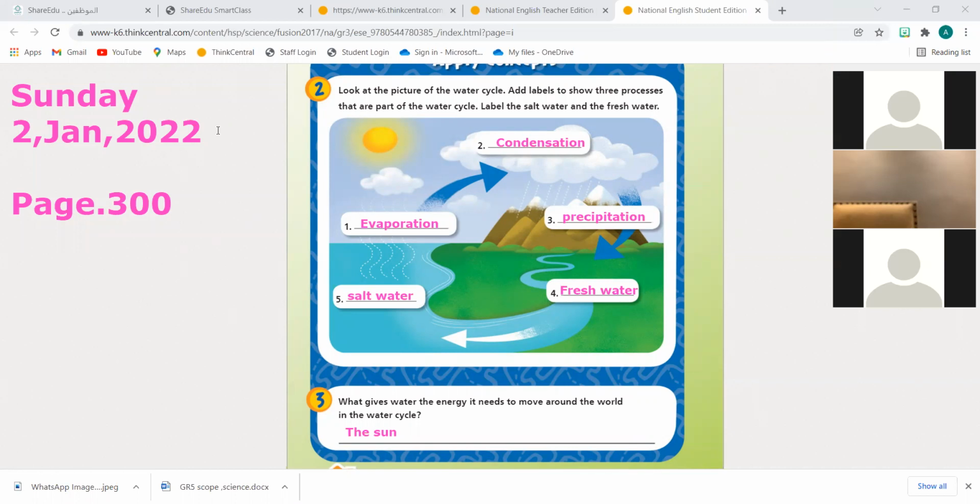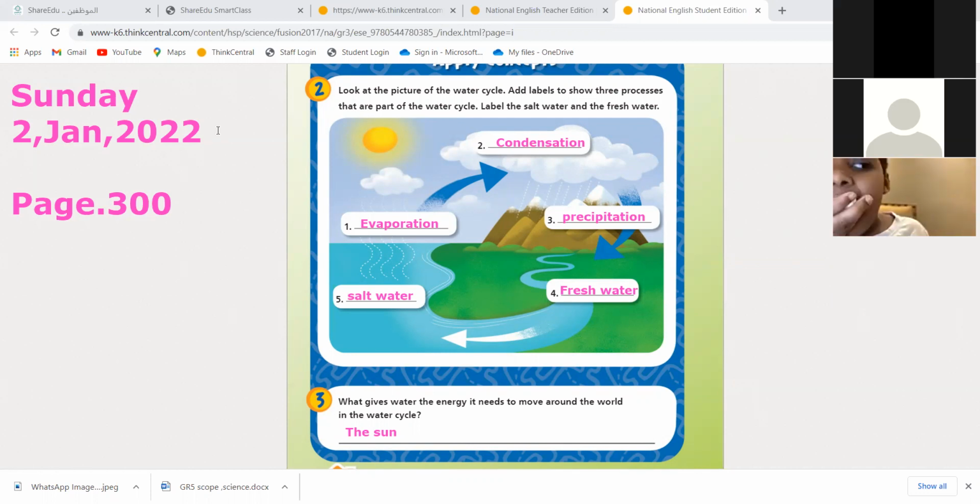Your friends are writing. If you can't catch up, you can take a screenshot, or at last period I'm going to put for you whatever you missed. Okay, very good. One more minute and we will go to the next page.